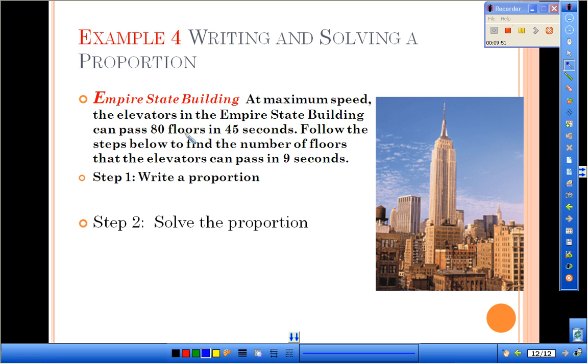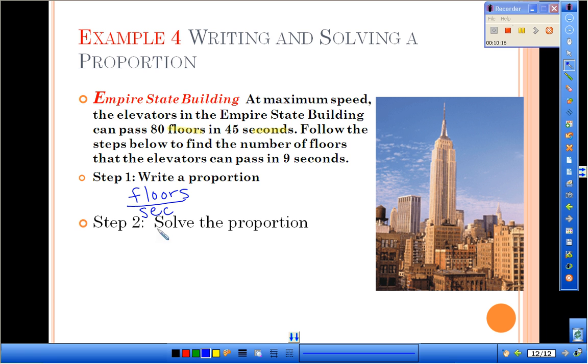For this question, we are comparing floors to seconds. So what I like to do is whatever unit or category comes first, that is the number I'm going to put on the top of my proportion. And then whatever category or unit comes second, that will be on the bottom of my ratio or proportion.